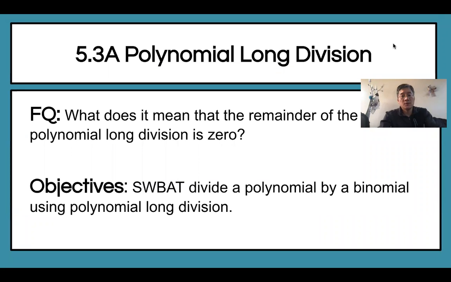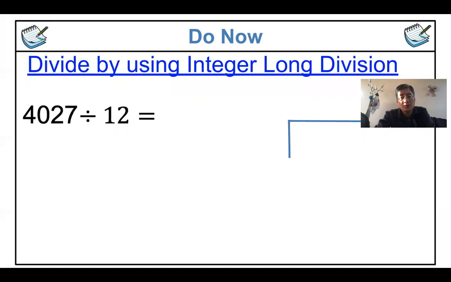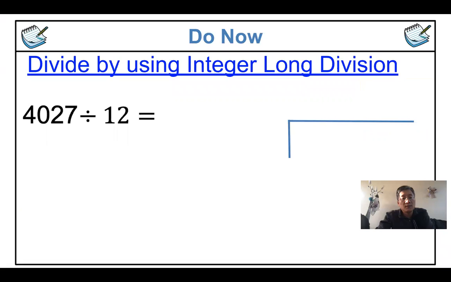Hi everyone. Today we are going to talk about 5.3a polynomial long division. So we are going to divide the polynomial by a binomial using polynomial long division. Before you start, I want you to try this integer long division. Can you divide 4027 by 12?